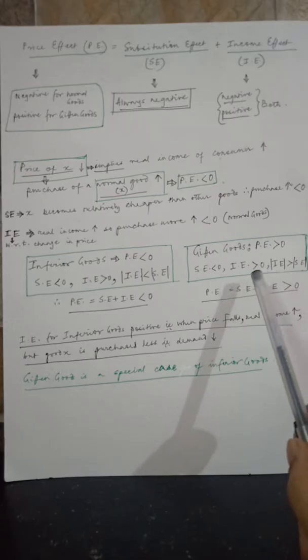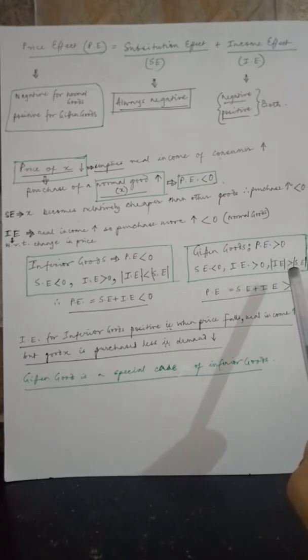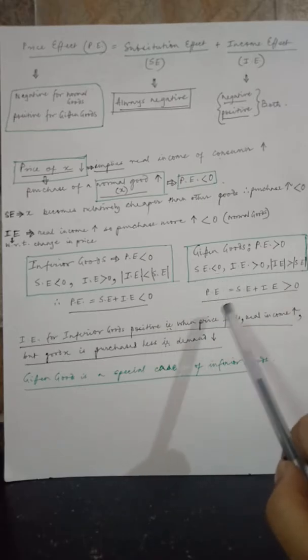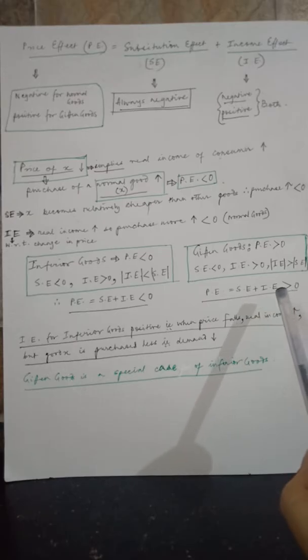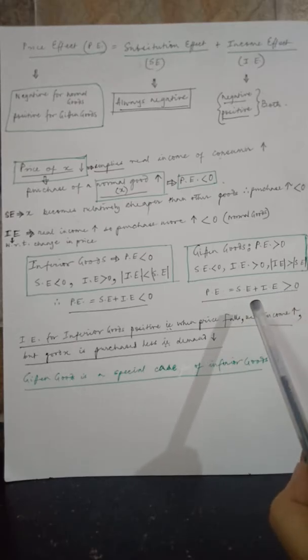So income effect will be positive, but in case of Giffen goods, income effect will be more than the substitution effect. We take the modulus because substitution effect is negative and income effect is positive. So we take the modulus, that is when the value of the income effect is greater than the value of the substitution effect. As a result, the price effect for Giffen goods is positive. Whenever the price of the commodity decreases, the demand for the commodity will also decrease.